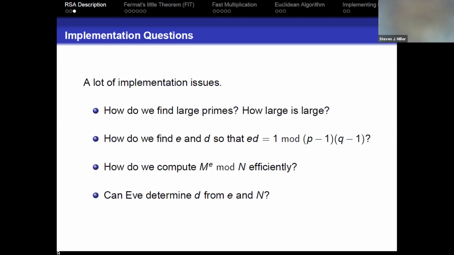The last one is the hardest one to answer. It's the security one. Eve or Charlie, here's some information. They know E for encrypt, and they know N, the product of the two primes. Can they figure out what the D is for decrypt? If they can do that, done, and they can read all the messages.